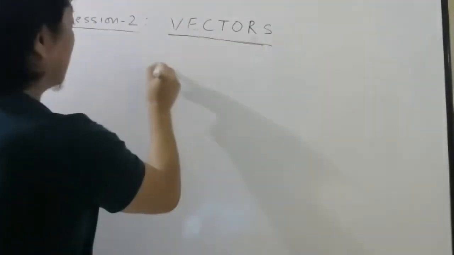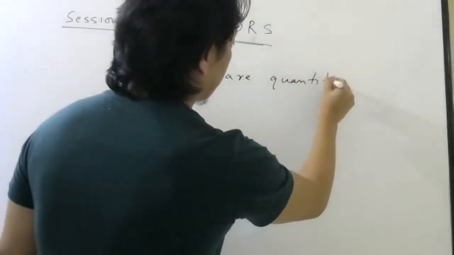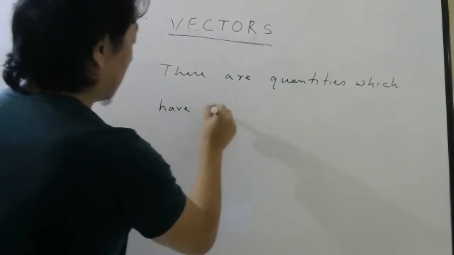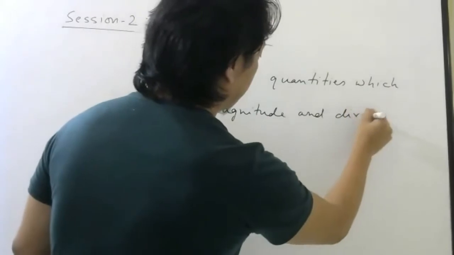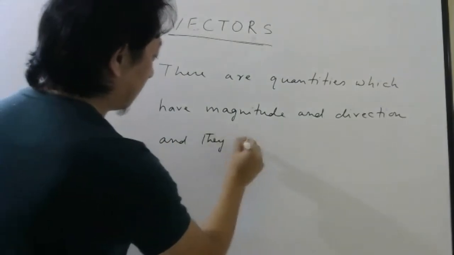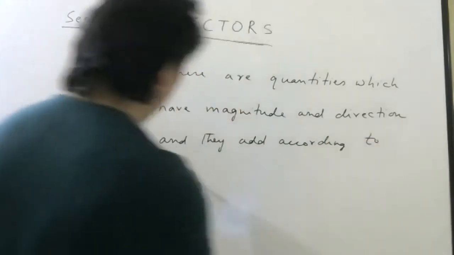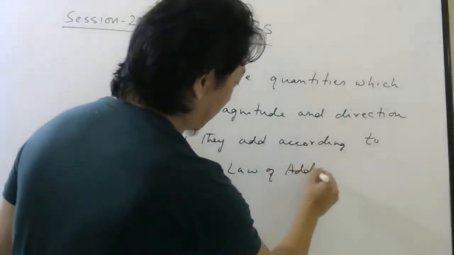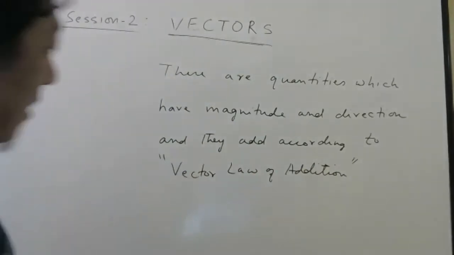So what are vectors? Okay, so write down. These are quantities which have magnitude and direction, and they add according to vector law of addition, which we have to study later. Okay, so please keep this in mind.